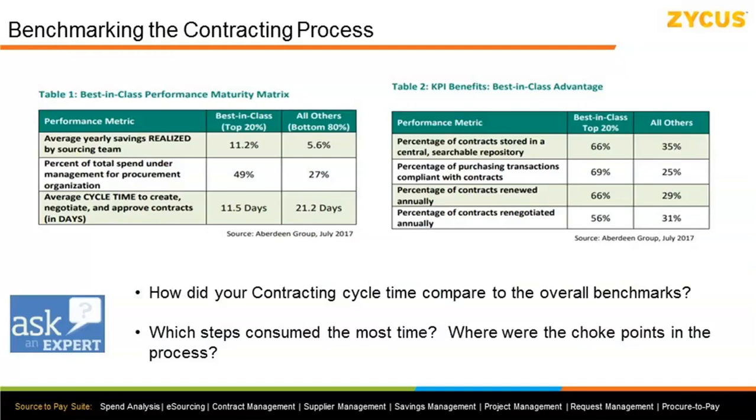So I wanted to get your perspective on, again, a little bit of the before and after. How did the contracting cycle times compare? What did you see as the choke points in the process, and how can digitization help improve the efficiency in contracting?